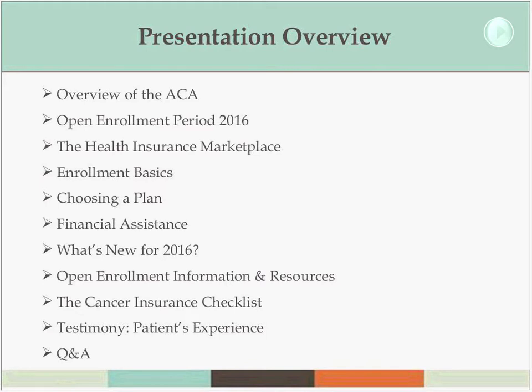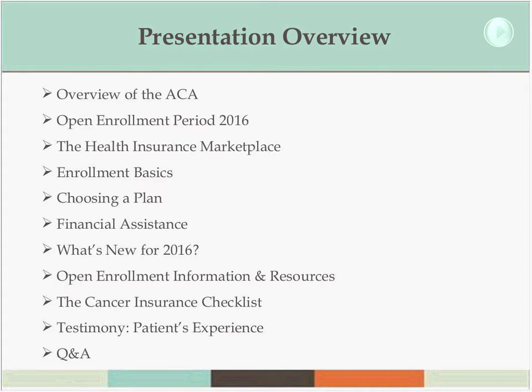How do you choose a plan when there are so many options available to you and you may or may not know what you're going to be facing in the next year? How do you step back and choose a plan that's right for you and for your family? What financial assistance is available to you? What's new for 2016? So maybe you did shop the marketplace for the 2015 open enrollment period, but what's new for the 2016 open enrollment period that you should be thinking about? Again, what resources are available to you, information and resources.